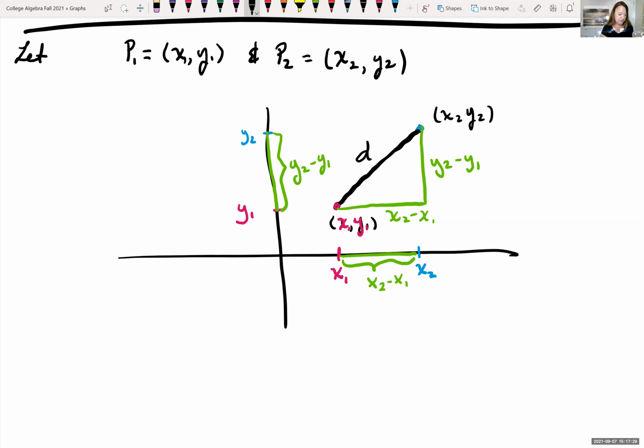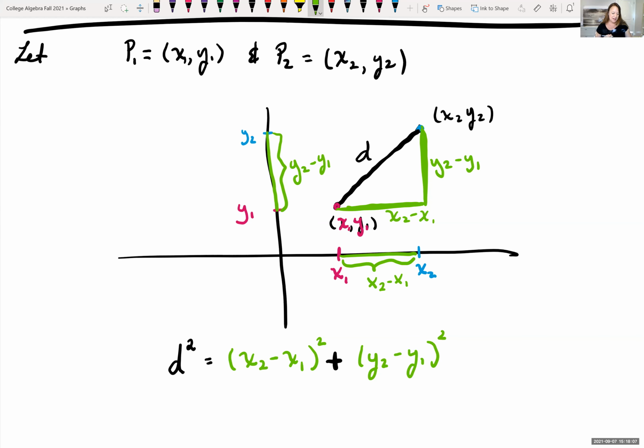So by the Pythagorean theorem, we know that the hypotenuse squared, so D squared, is equal to the length of one leg squared. Well, one leg was this value here, the distance, so x sub 2 minus x sub 1 quantity squared, plus the square of the length of the other leg. And the length of that leg was y sub 2 minus y sub 1 quantity squared.